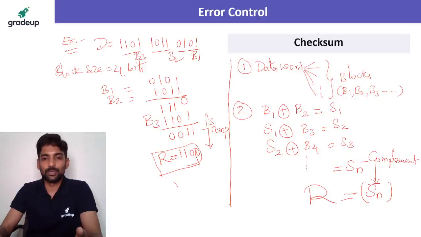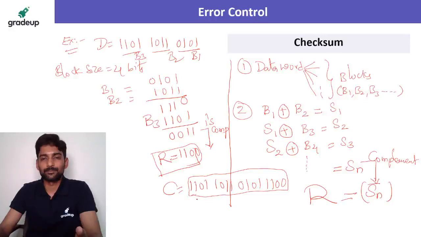So what is the code word? We can say 1101, 1011, 0101, and then followed by R. So this is all the data word followed by R. So this becomes the code word.